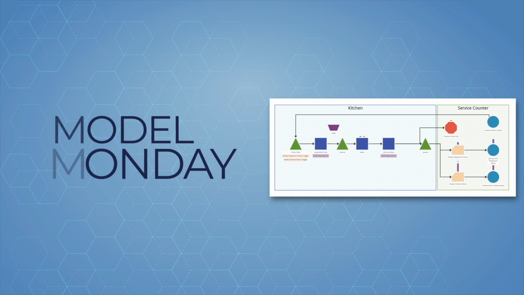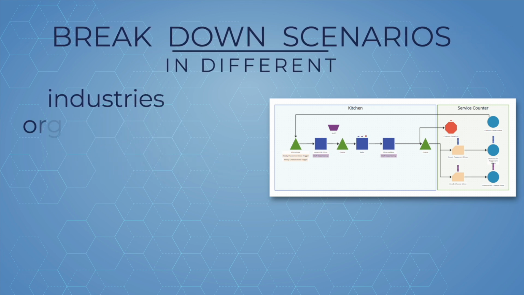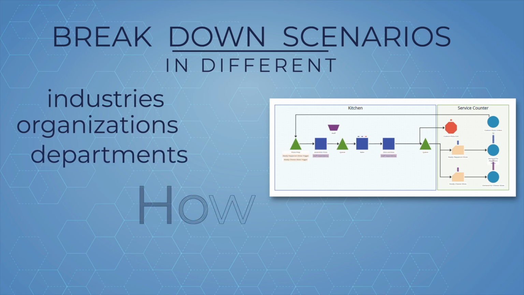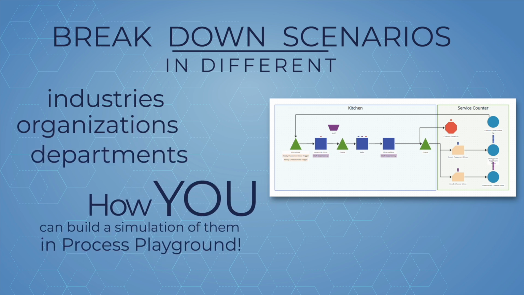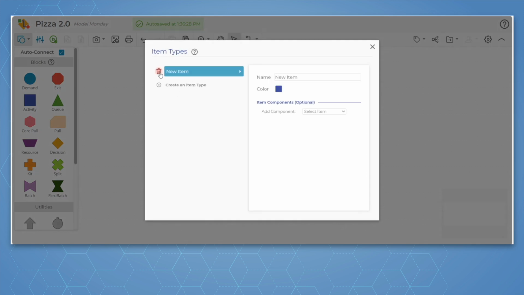Welcome to Model Monday, a series where we break down scenarios in different industries, organizations, and departments and explain how you can build a simulation of them in Process Playground. Let's model it. This model will have 3 items. We'll go up to the Item Types menu to set them.